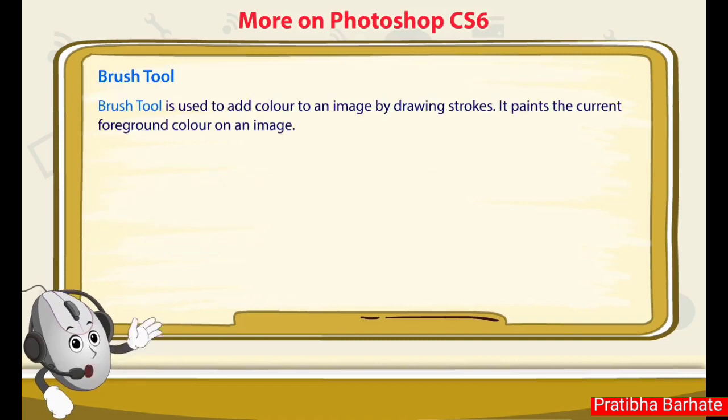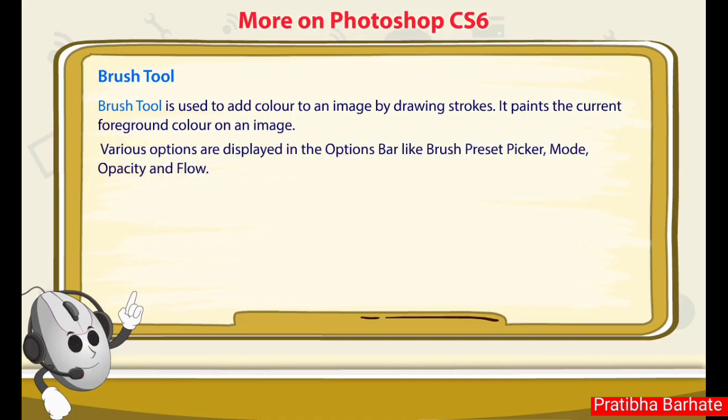Brush tool. Brush tool is used to add color to an image by drawing strokes. It paints the current foreground color on an image. Various options are displayed in the options bar like brush preset picker, mode, opacity, and flow. Follow these steps to use the brush tool.